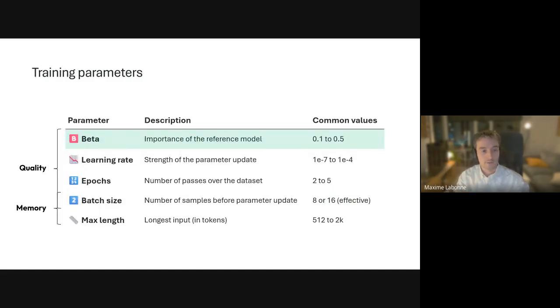In terms of training parameters, it's pretty much the same. The only one that is different is the beta parameter, which gives you the importance of the reference model, the baseline. If it's very high, the model will not move away from the baseline too much. If it's very low, it's going to be a lot more exploratory, and the model can really diverge a lot from the baseline. So this is something you can play with depending on how much you want to keep the original model for the final one after DPO. And that's it for preference alignment.